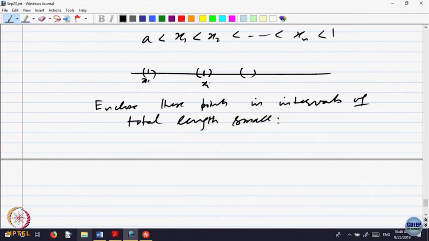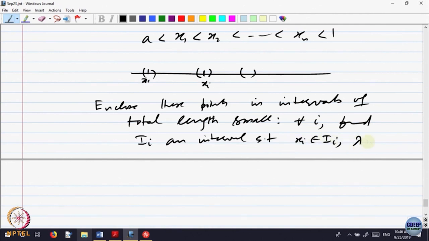So meaning what? This is all English. What is the mathematics of that? That means for every i, find an interval I_i such that x_i belongs to I_i, length of I_i is small, and the sum of the lengths of I_i, i equal to 1 to n, is small. How small you want it? Let us make it less than epsilon again. Is that okay?